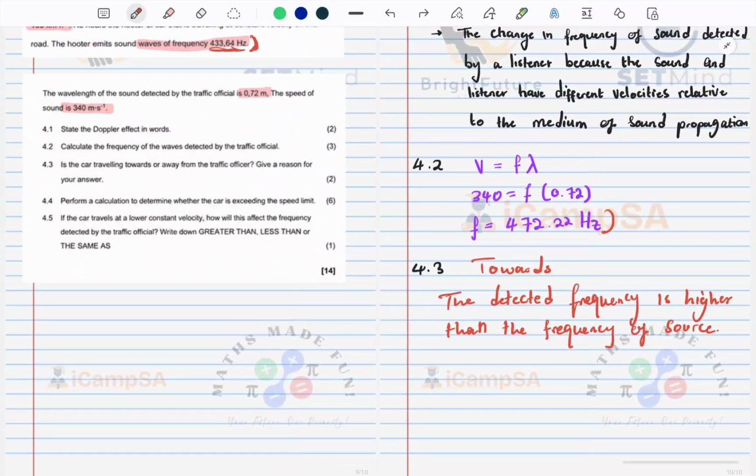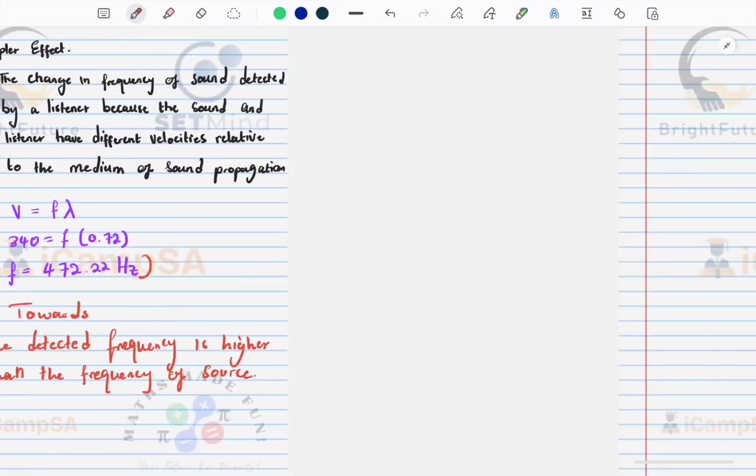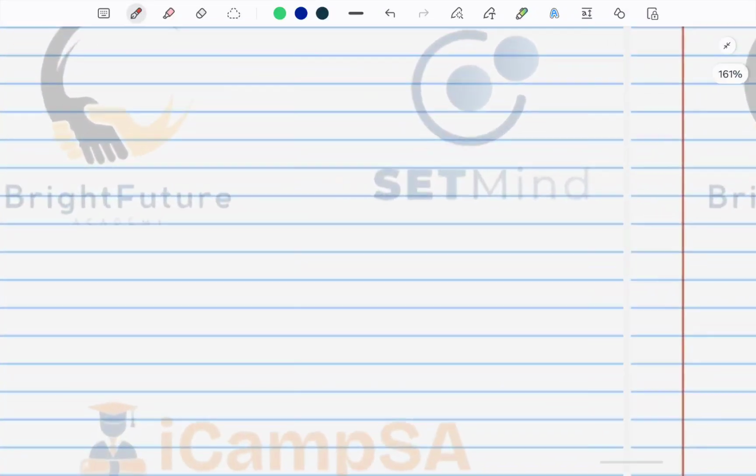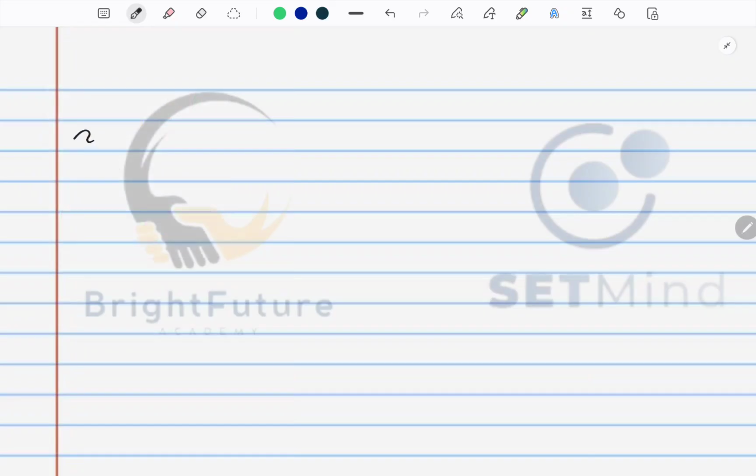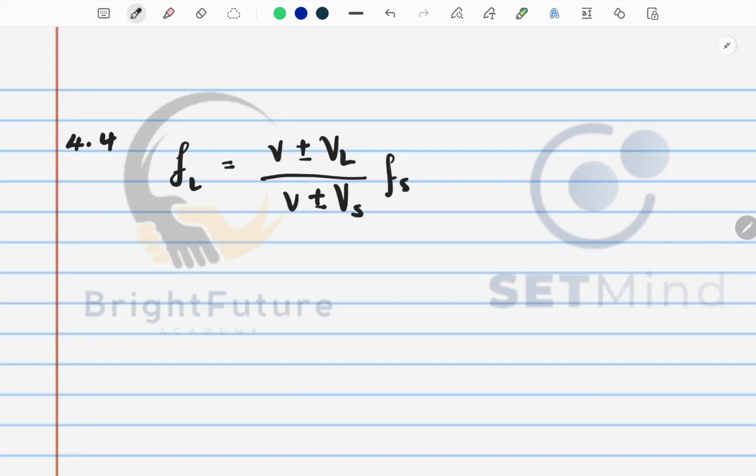So that means we need to find out the velocity of the car, and then we can know if the car is exceeding the speed limit or not. Okay, so this is your 4.4. To calculate that, we're going to need F_L equals F times plus or minus the velocity of the listener over V plus or minus the velocity of the source, then F_s.